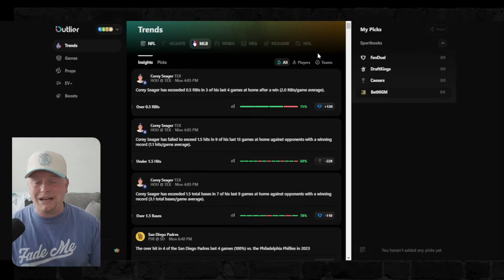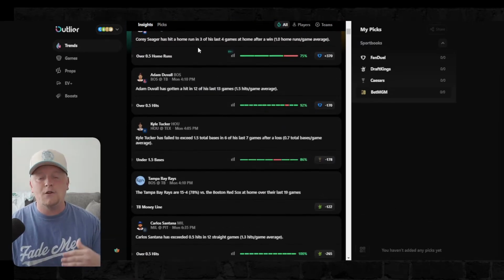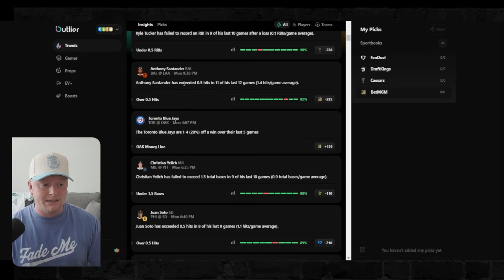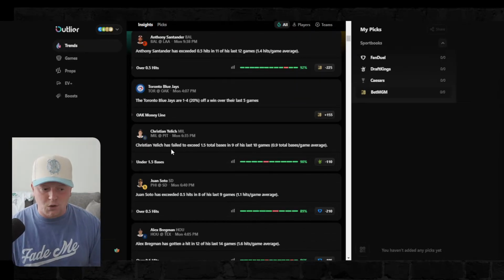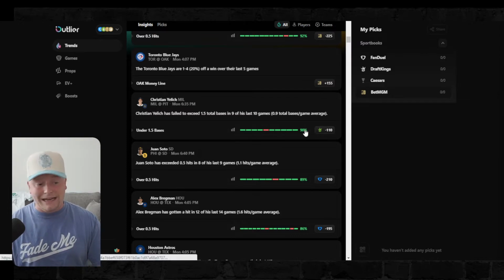But they make player prop betting super easy. You can see the opening screen here is a trend screen. It goes through and literally identifies trends that you may not have seen yourself when looking into things. For example, we can see this. Anthony Santander here. He has exceeded 0.5 hits in 11 of his last 12 games. Christian Yelich has failed to exceed 1.5 total bases in 9 of his last 10. Soto has exceeded 0.5 hits in 8 of his last 9. It gives you the odds, gives you the rate and hit rate here as well.